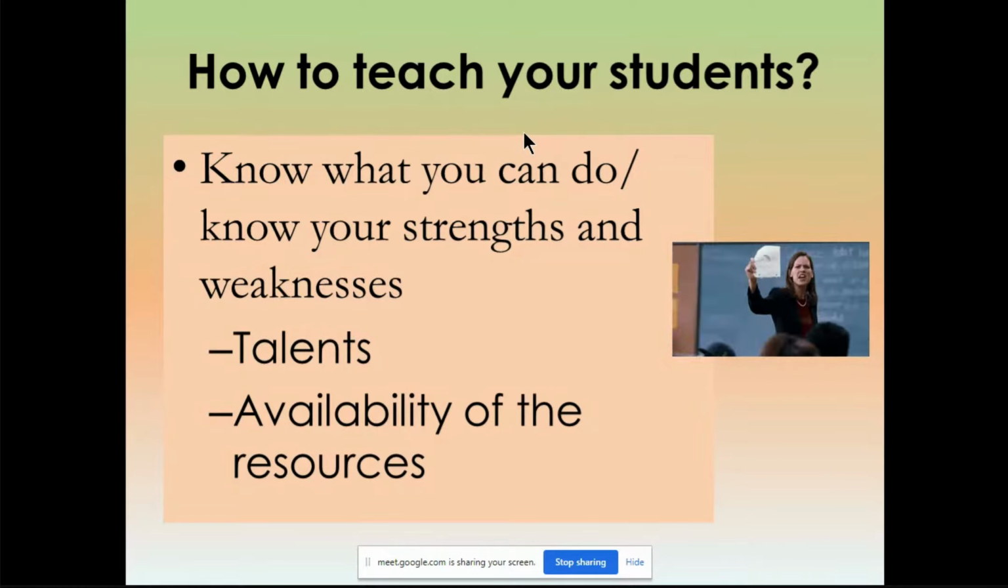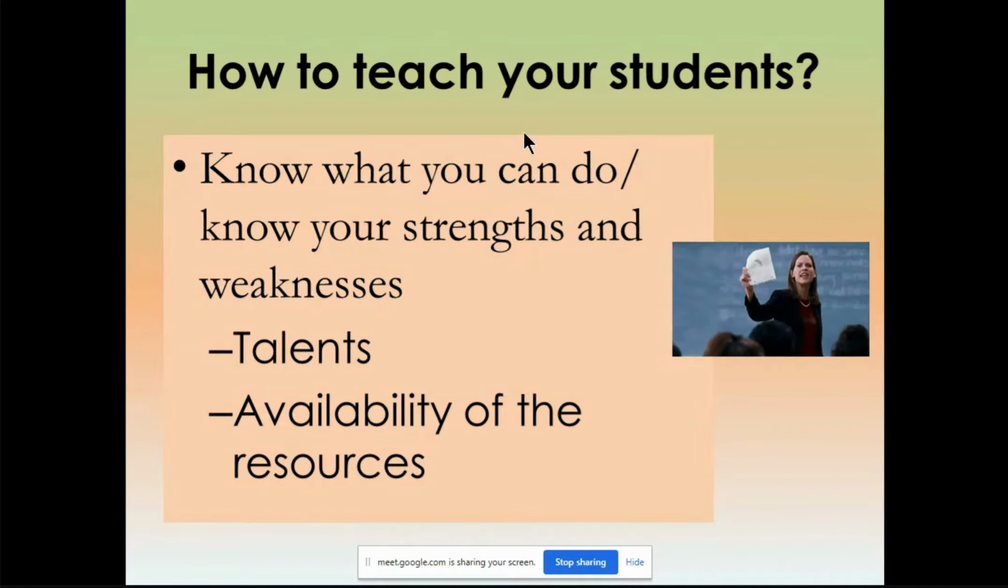Okay, now, how to teach the students? The first thing you should know is what you, as a teacher, can do. What is your weakness? What is your strength? When I was a student, I was observing my teachers. And some teachers are good at backups. I can't do that. I'm not that good at cutting out. I'm not good at drawing. So what should I do? Maybe some of you are the same as me.